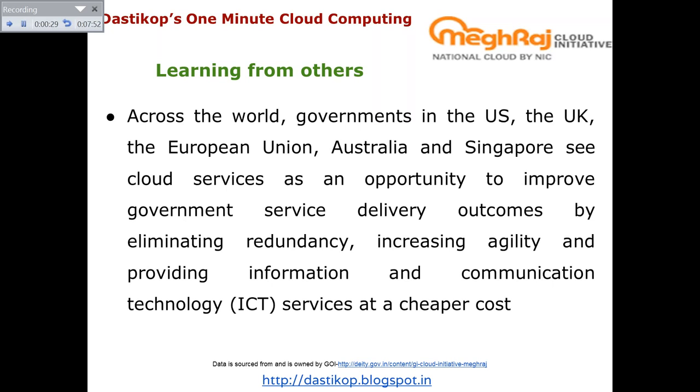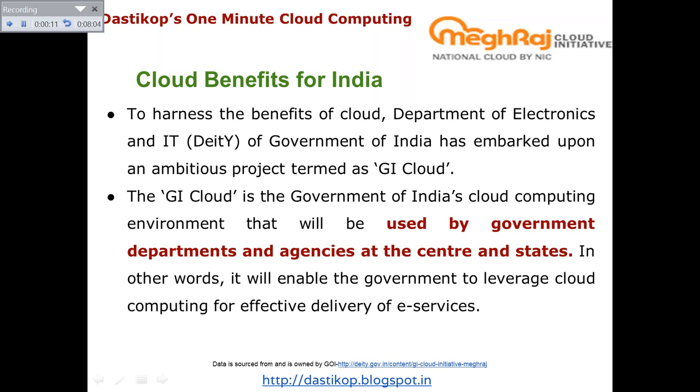So the GI Cloud is the Government of India's cloud computing environment used by agencies at the center and states. So it's a pan-India project. It's not that only the central government is doing it; it will be used by both center and state. In other words, it will enable government to leverage cloud computing for effective delivery of e-services. So there are 3 points you should remember here. Government has decided to use a digital platform to deliver the services, and cloud computing is the means to achieve that. And both state and national government will be going hand in hand in this project.